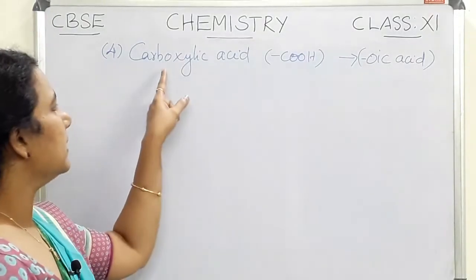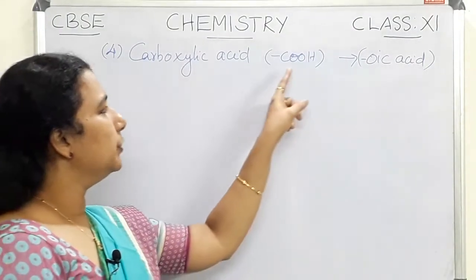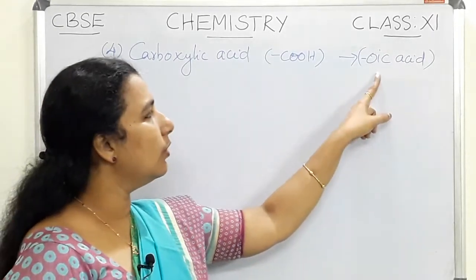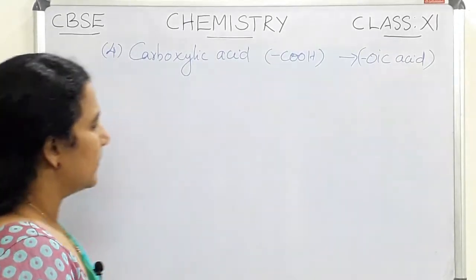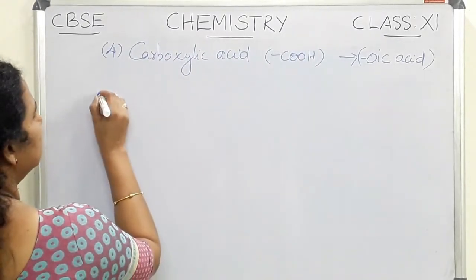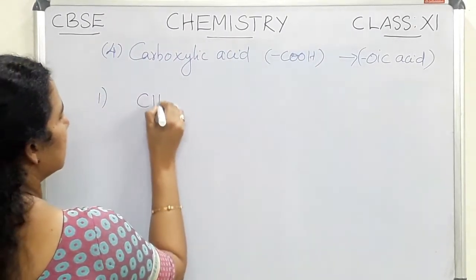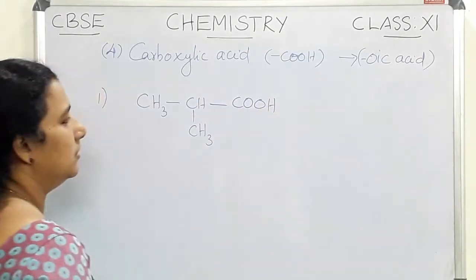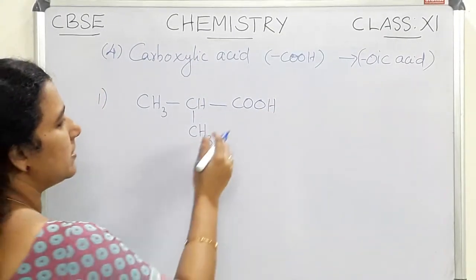Now the fourth family is carboxylic acid. You know the functional group is COOH and the name ends with -oic acid. Consider the first compound. OH. So first of all we can number this compound.